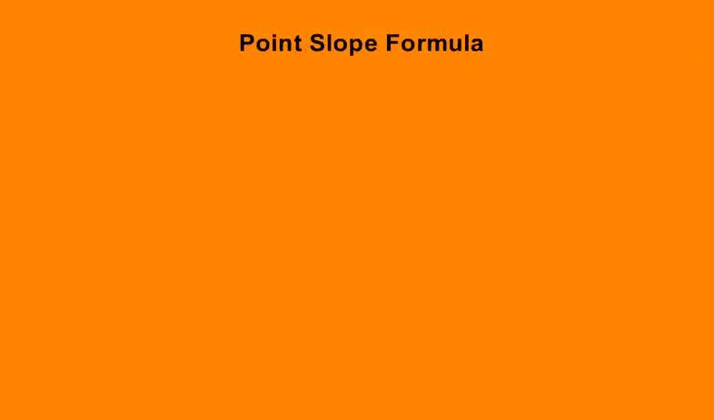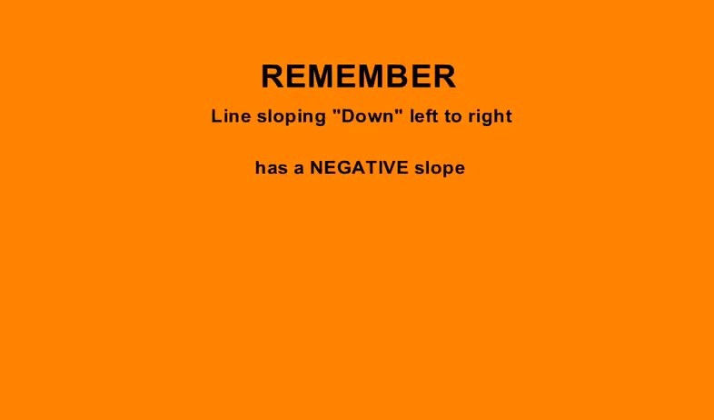You can also determine the slope using the slope-intercept form, y equals mx plus b. If you can get an equation in this form, y equals mx plus b, you can then use m as the slope. Remember that a horizontal line has a slope of 0. A line sloping down, left to right, has a negative slope.